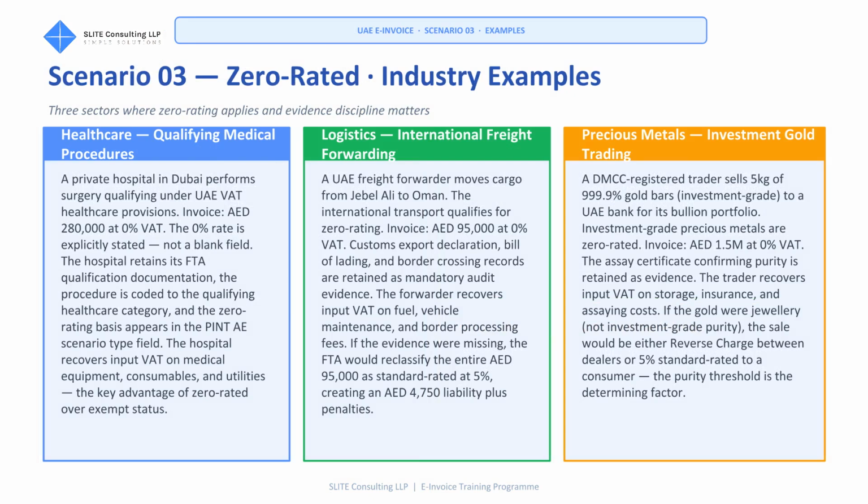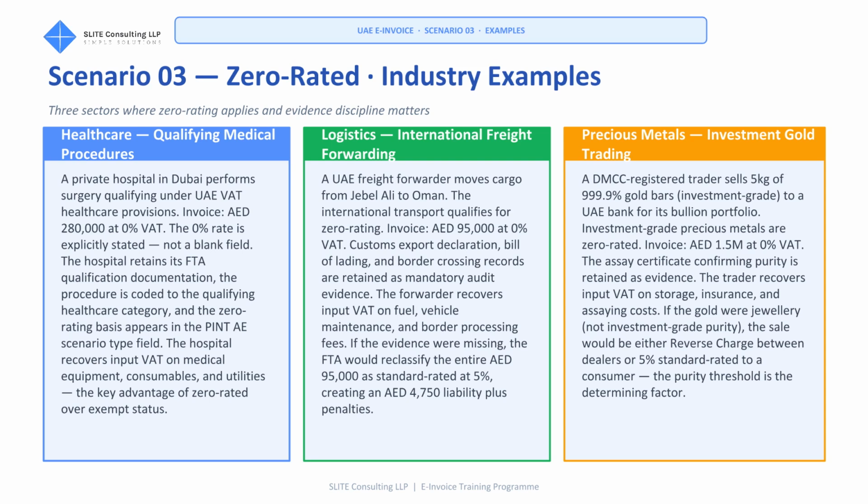First, healthcare. A Dubai private hospital performs a qualifying surgery for 280,000 dirhams at 0% VAT. The zero rate is stated explicitly. FTA qualification documentation is on file. The hospital recovers input VAT on medical equipment, consumables, and utilities, the key advantage of zero-rated over exempt status.